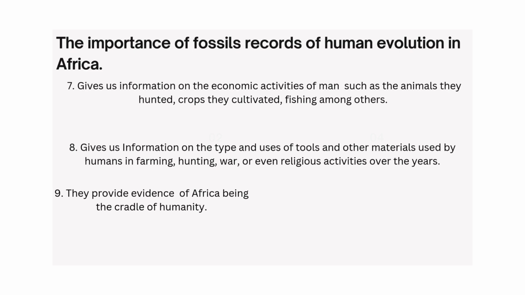Then the second last importance of fossil records, we say that it gives us information on the type and uses of tools and other materials used by humans in farming, hunting, war, or even religious activities over the years. In our next strand and other strands to follow, we'll also be able to look at the tools that these human beings used, the type of animals that they used to hunt, and the ones that they domesticated, for example, a dog.